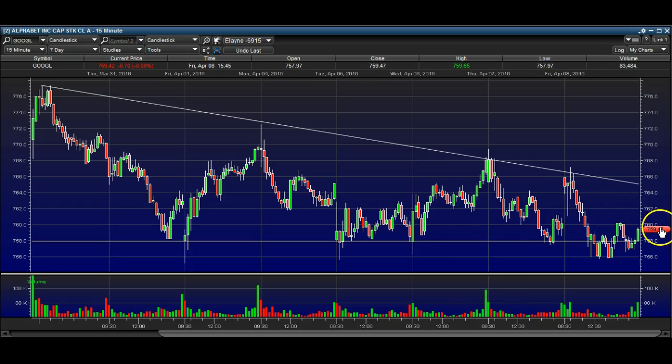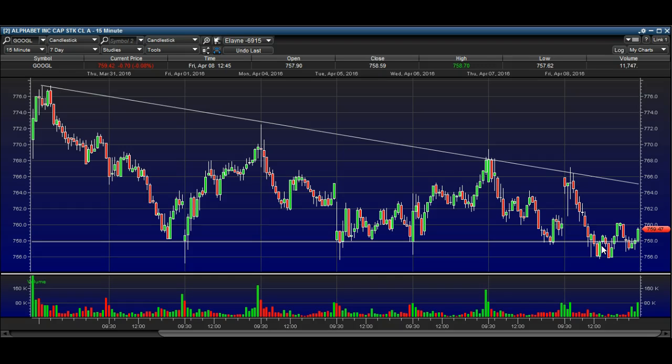Now our target on this short was going to be 750. So 750 is another 6-7 points below, which would have been well outside of the average range for Google. So that is why we didn't take the trade.